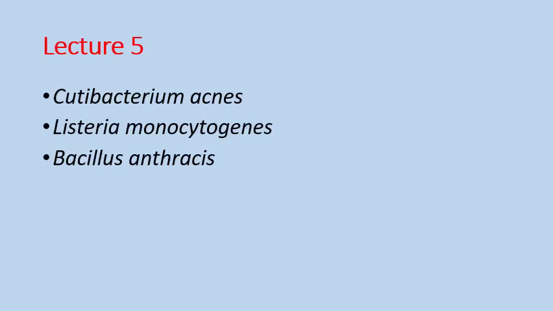بسم الله الرحمن الرحيم. نبدأ بالمحاضرة الخامسة, our fifth lecture إن شاء الله. بتتكون من, includes 3 different microorganisms, of course gram-positive bacteria. First is Cutibacterium acne and then Listeria monocytogenes, and both are rods, non-sporulating rods. And then Bacillus anthracis is our first example of spore-forming rods.